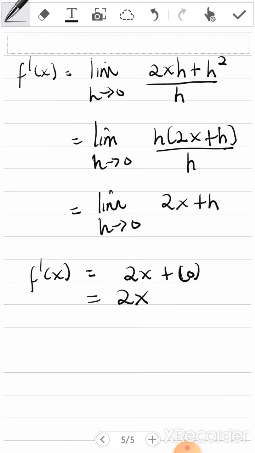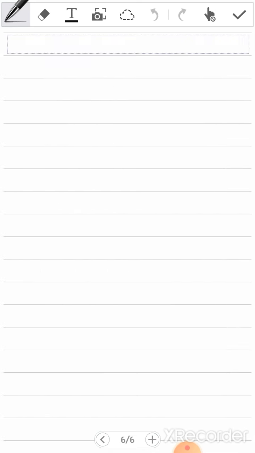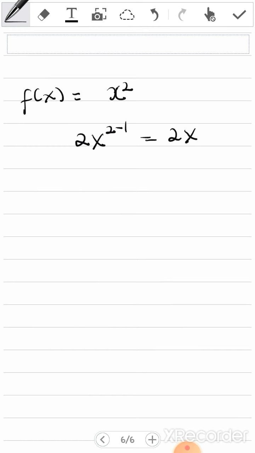Now let's use the other normal differentiation. Our f of x is equal to x squared. From the power rule, what are we going to get? The exponent comes down to multiply the whole thing, then you subtract 1 from the exponent. We come back to the same thing. Alright, so this will be the end of our class.